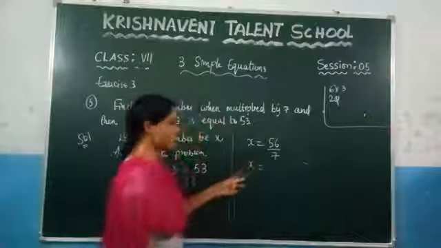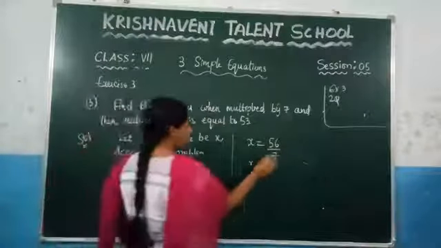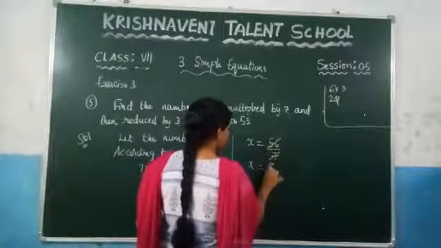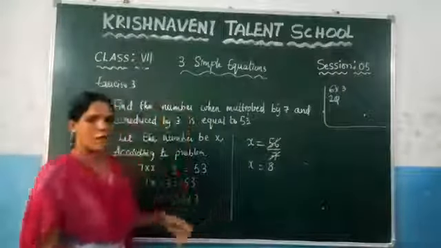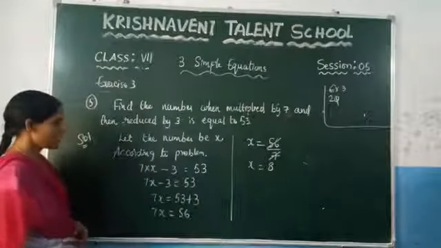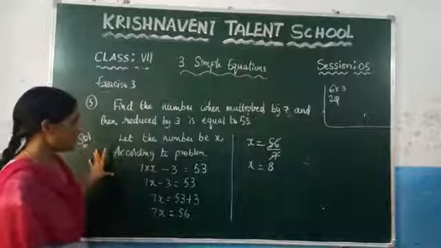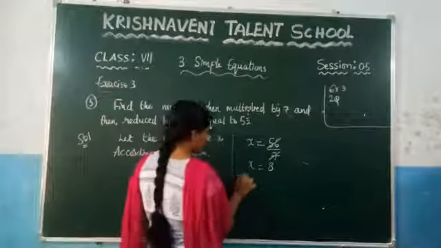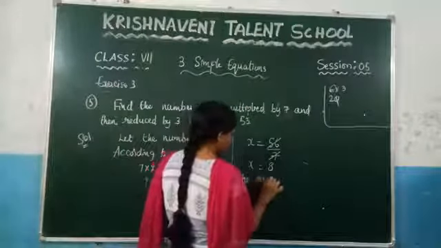In the 7 table, where do you get 56? You get 7 eights are 56. Right? So what is the value of x here? Which is 8. So write it here at last: therefore, the required number is 8.